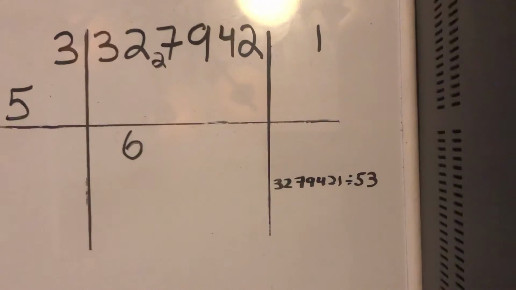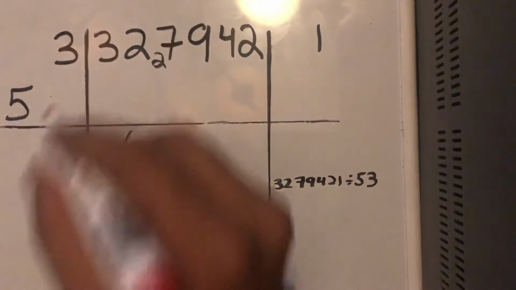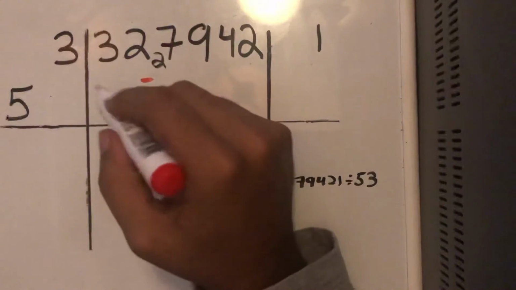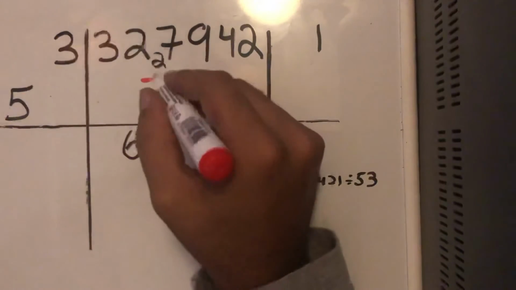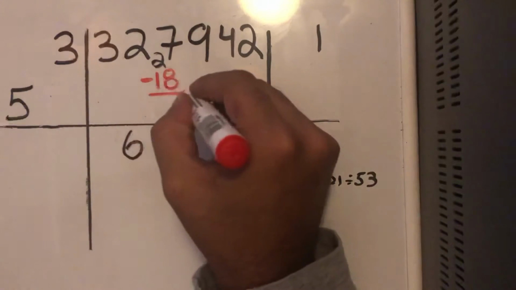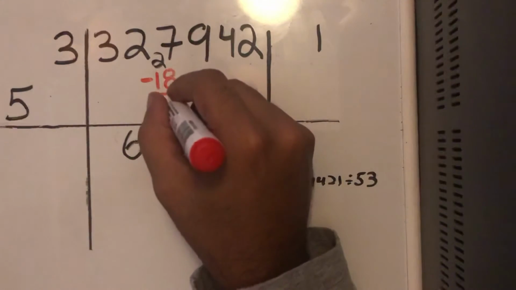Great. Now I'm ready to make my adjustment at this step. I have my gross dividend. I need to make an adjustment to get my actual dividend. So what I'm going to do is minus 3 times 6, my flag digit times my first quotient figure. So I get minus 18. Okay, and that just gets me 9.